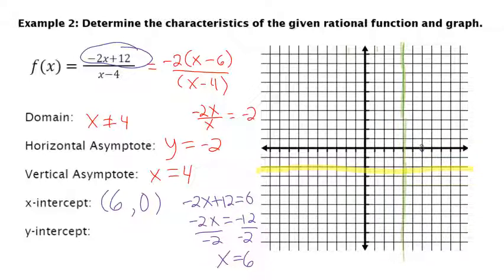Okay, and then for the y-intercept, we're going to let our x value be 0. And so you can do either the factored one. It's sometimes faster to do the original one because when you put 0 in, it's really the same as having 12 over negative 4 because you're putting in 0. It's the same as 12 over negative 4 because all the x stuff goes away, kind of like we saw with polynomials, and we get negative 3.